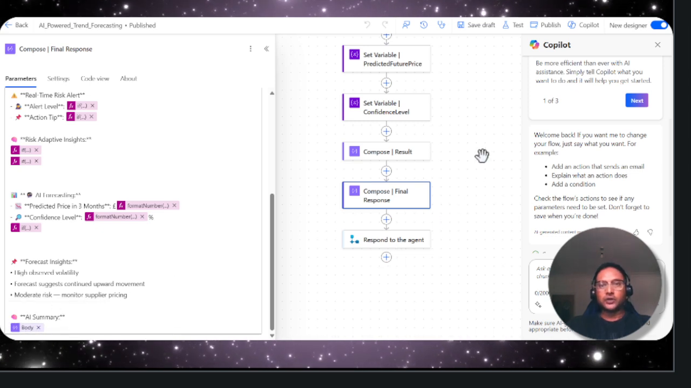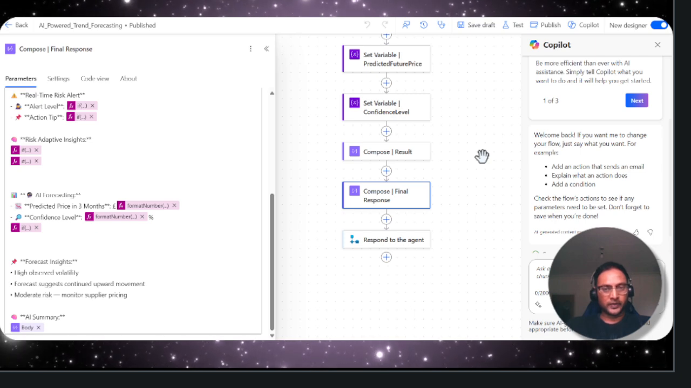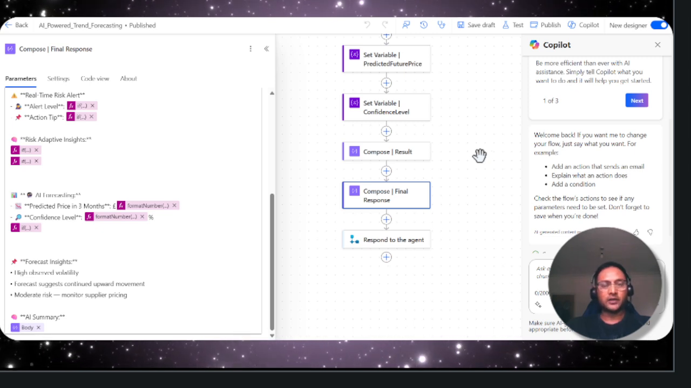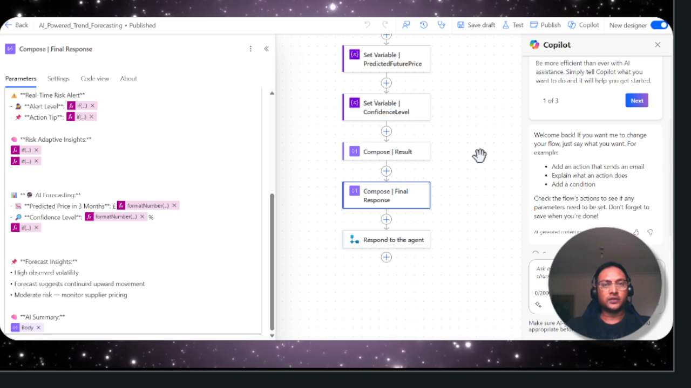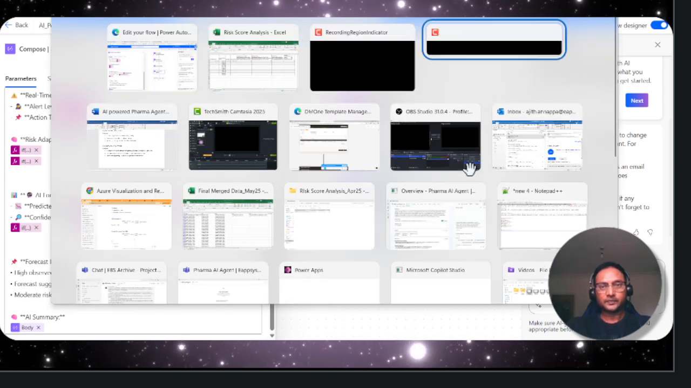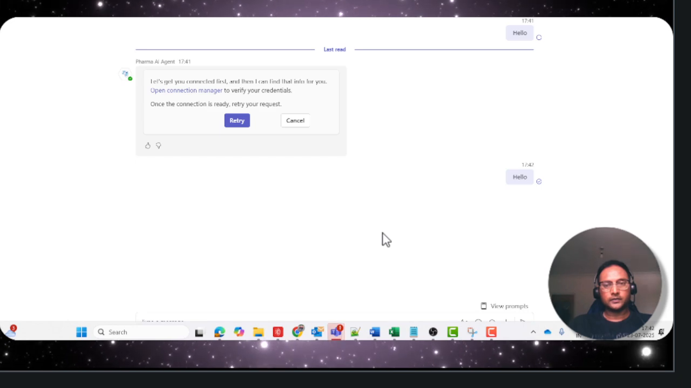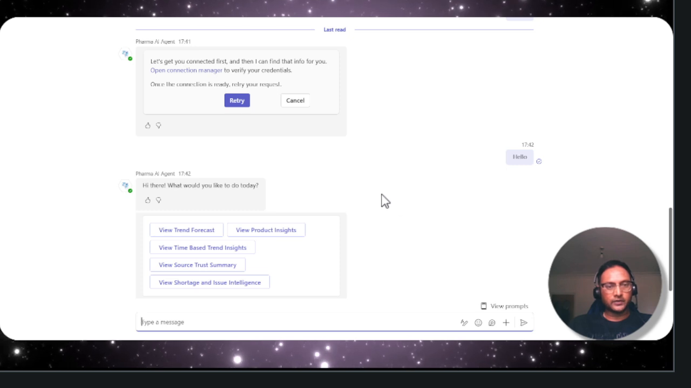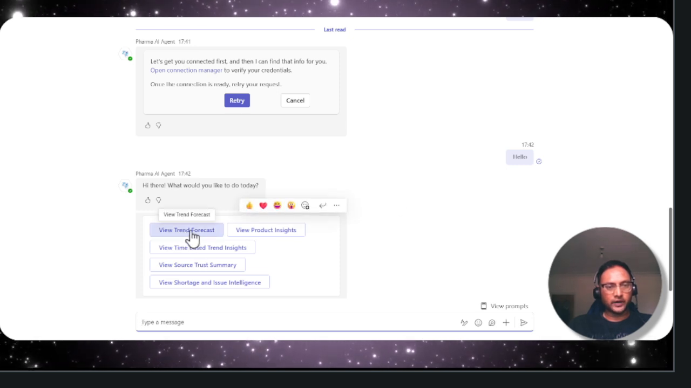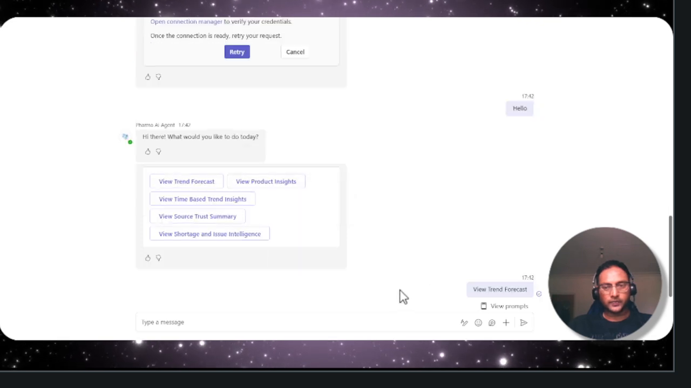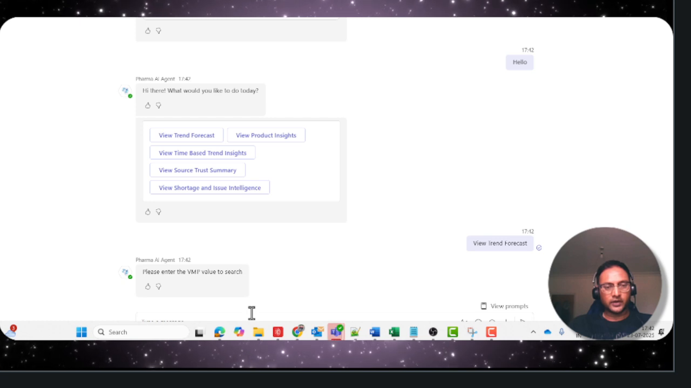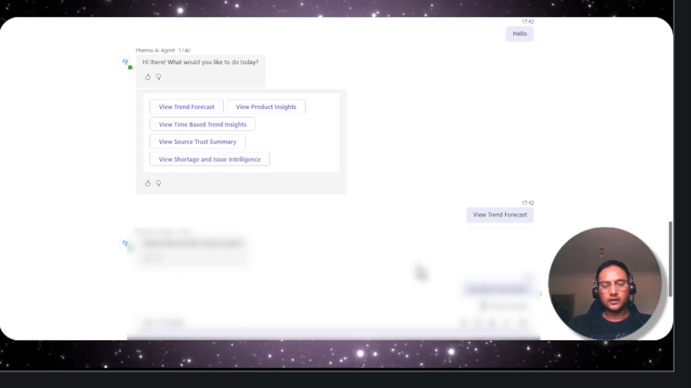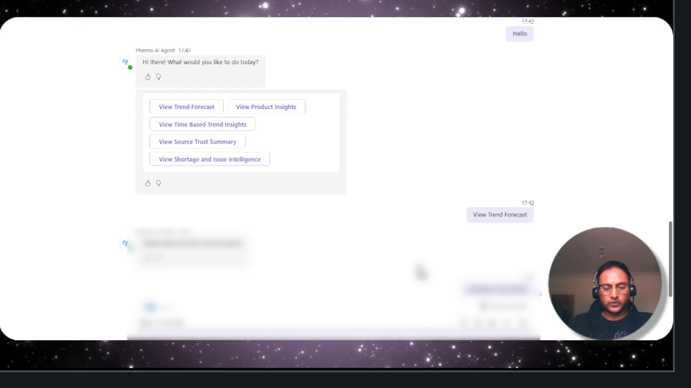Okay, so now I'll switch to the agent from Teams, and with an example, I'll show you how the results will look. Okay, so now everything is active. Today we are discussing the trend forecast. So I'll click on this option. It will ask me to pass the VMP details now. It will process and then ask me to approve it.